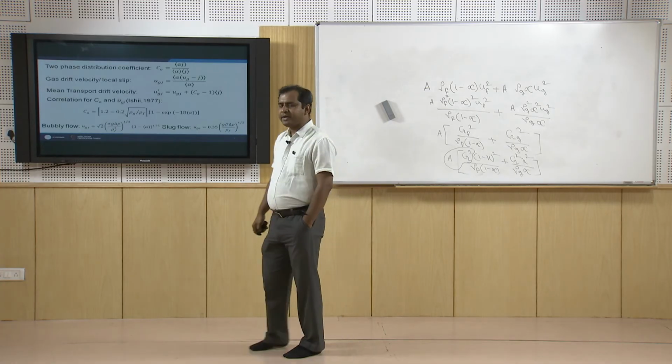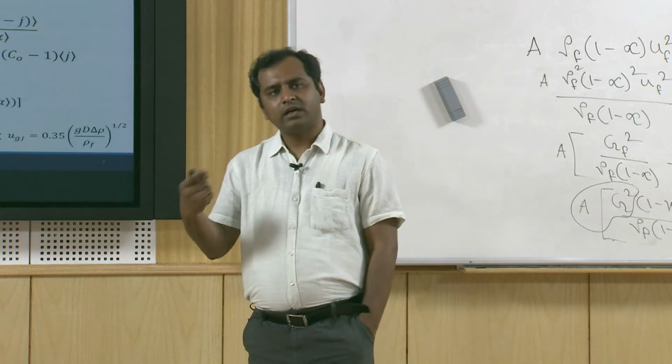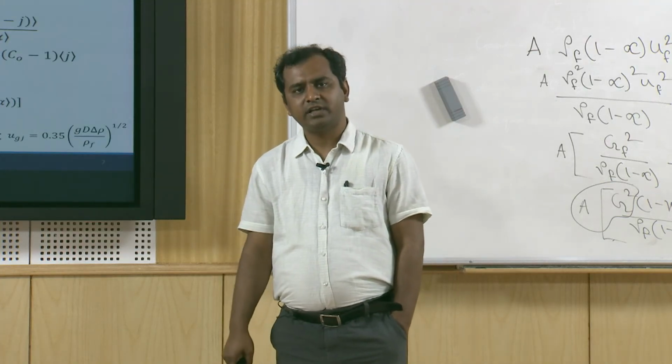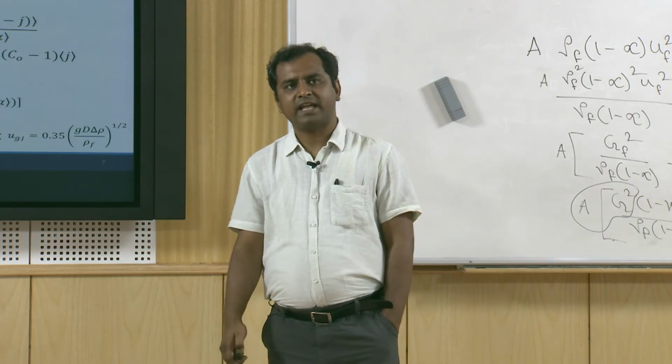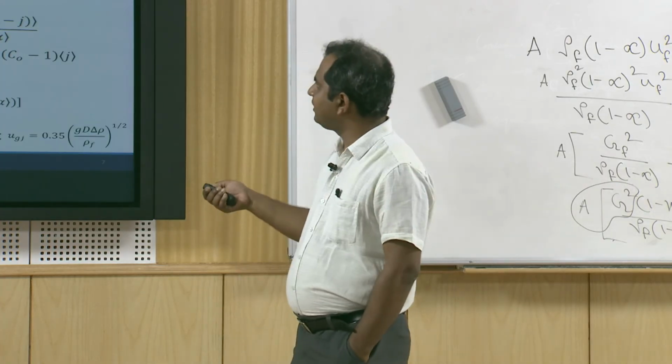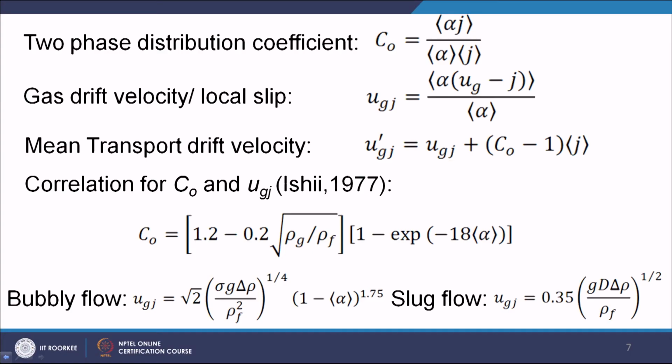Now, apart from that, as I have mentioned, we will also be considering the third equation, because the relative velocity comes into the picture. Basically, in the drift flux model we take the gas relative velocity. So, you see here the gas relative velocity is UGJ dashed, which we call the mean transport drift velocity. Now, this mean transport drift velocity is given by Ishii as UGJ plus (C naught minus 1) into J, where J is the area averaged quantity, right. This mean transport drift velocity, which is very essential for the drift flux calculation, depends on two parameters: UGJ and C naught.